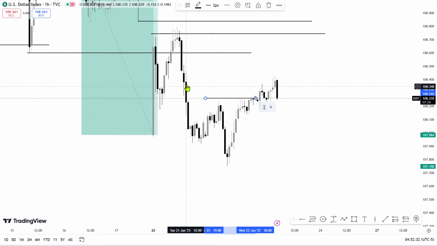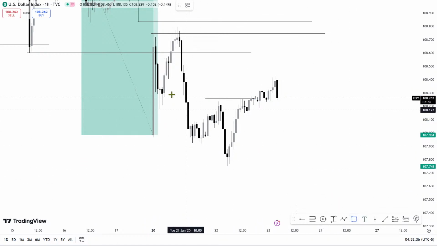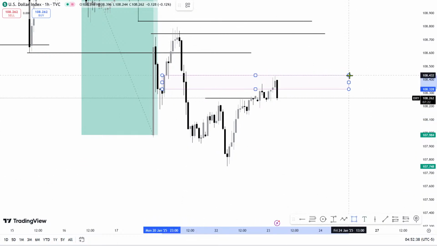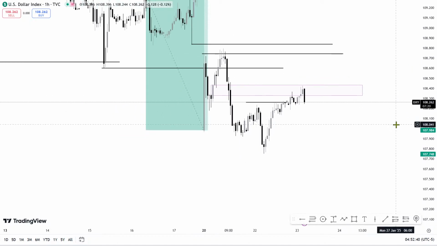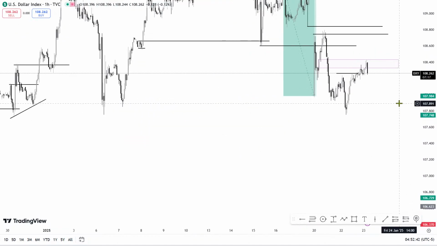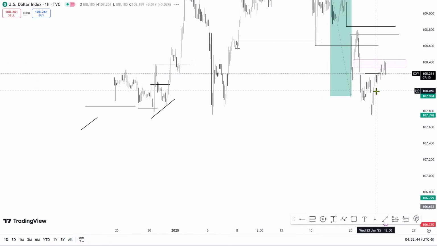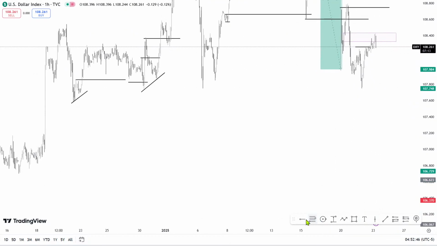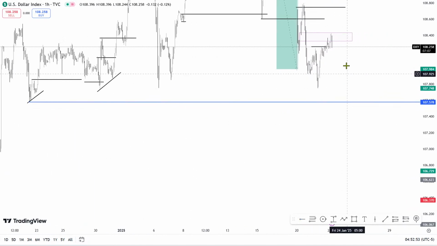You see that fair value gap that was violated here will also serve as support turned resistance. All right, and of course you guys know how to get it right. From this point, we're going to sell into the next drawn liquidity, and we're looking at the old low here, relative lows, all of this. This is where I would like to see the dollar trade into this level.